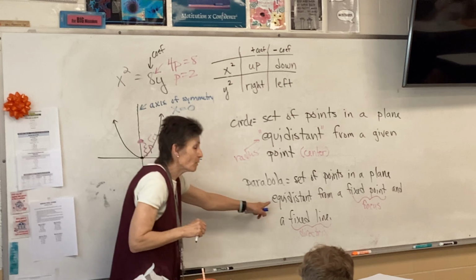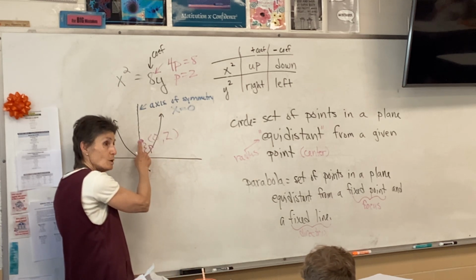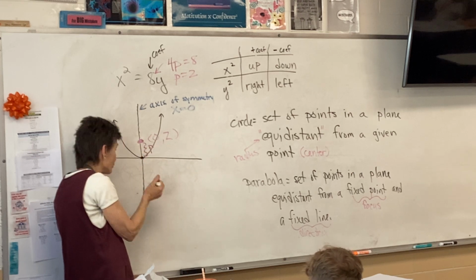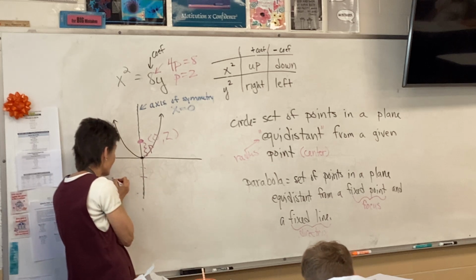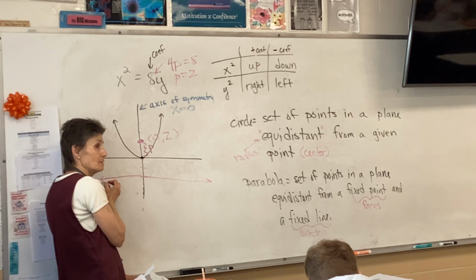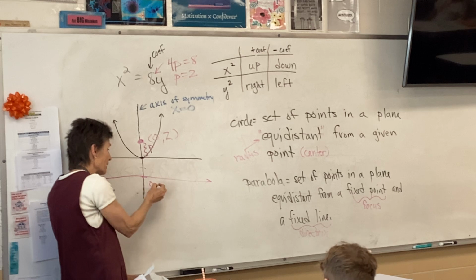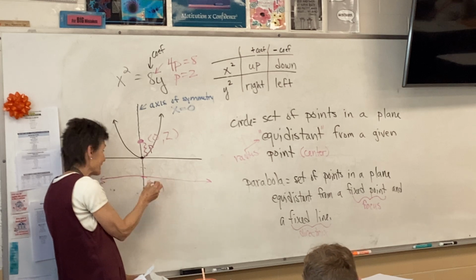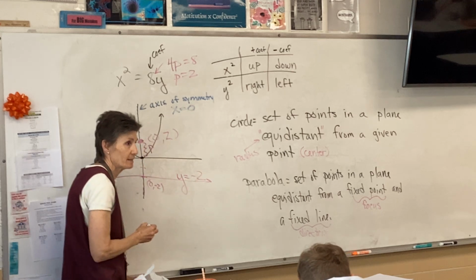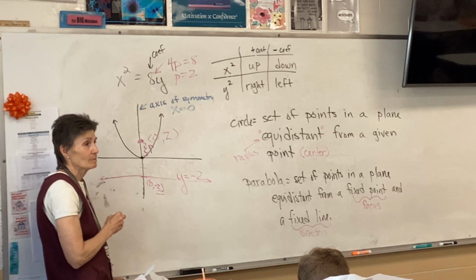And remember how the parabola is equidistant? So if we went up 2 for your focus, you're gonna go down 2 for your directrix. Now remember, the directrix is a line. So don't say 0, -2. That would be that point right there, but that isn't the directrix. The directrix is y equals -2. The directrix is y equals that number.